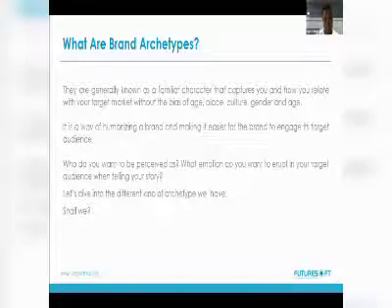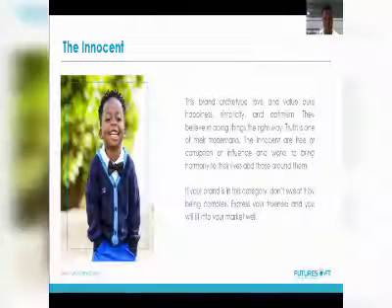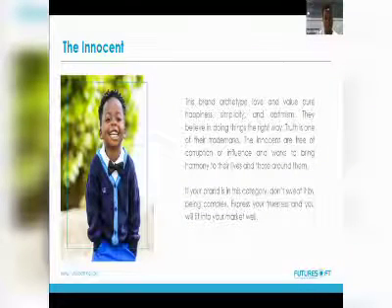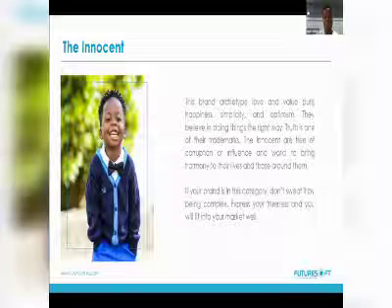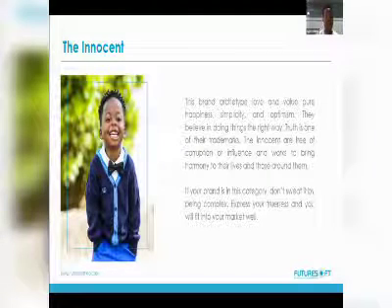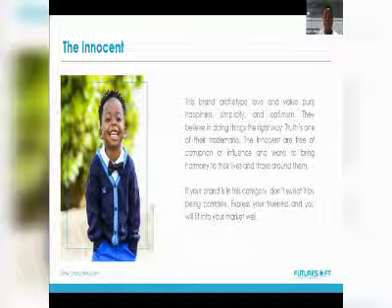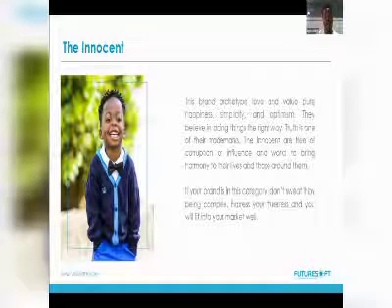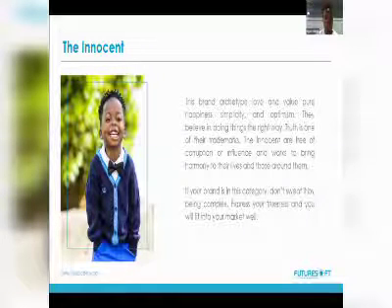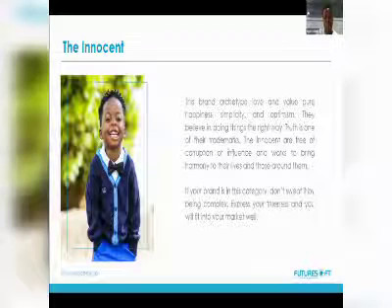Let's check out the different types. There are 12 types of brand archetypes, and they are listed here, and we will check them one after the other. So let's get to know them. The first archetype are the people in the segment of the innocent. This brand archetype loves and values pure happiness and simplicity. They are very positive. Marketing to this kind of brand is very easy because they are just open-hearted.